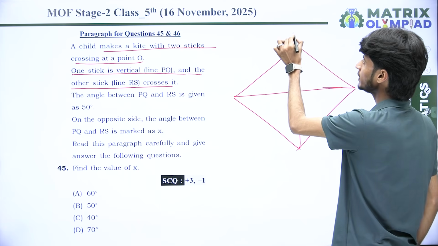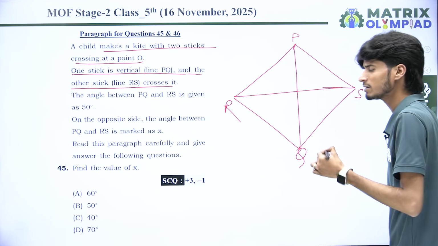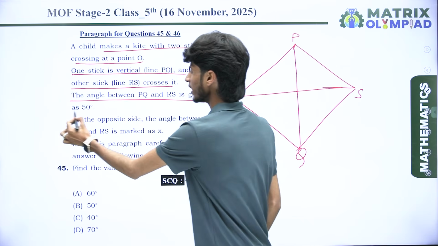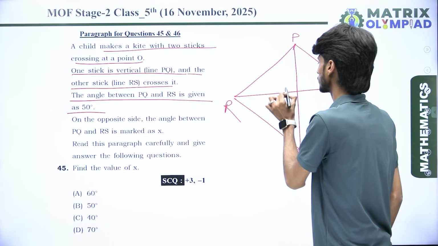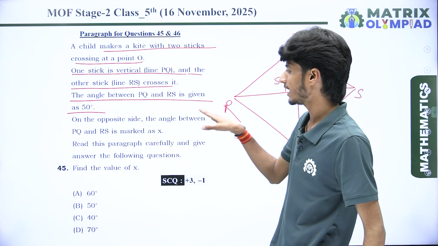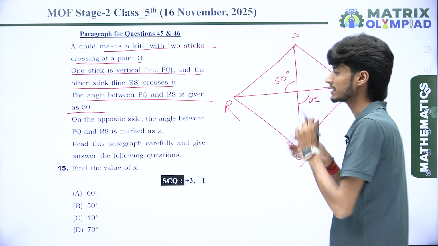Okay. And PQ is a vertical line. And RS is the remaining one, it means a horizontal line. Okay, fine. The angle between PQ and RS is given as 50 degrees. So the angle is given, which is equal to 50 degrees. On the opposite side, the angle between PQ and RS is marked by S. On the opposite side, we have the angle X.